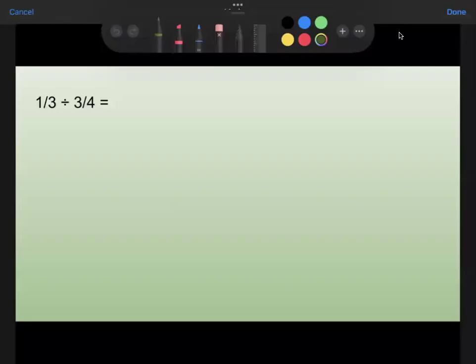Okay, so in our last video, we focused on dividing whole numbers and fractions, and there we used a method called keep, change, flip, where we kept the first fraction the same, changed to multiplication, and then flipped the second fraction around. We're going to use the same method here. In fact, you can use that method anytime you're dividing fractions. So I'm going to write that up here. Keep, change, flip.